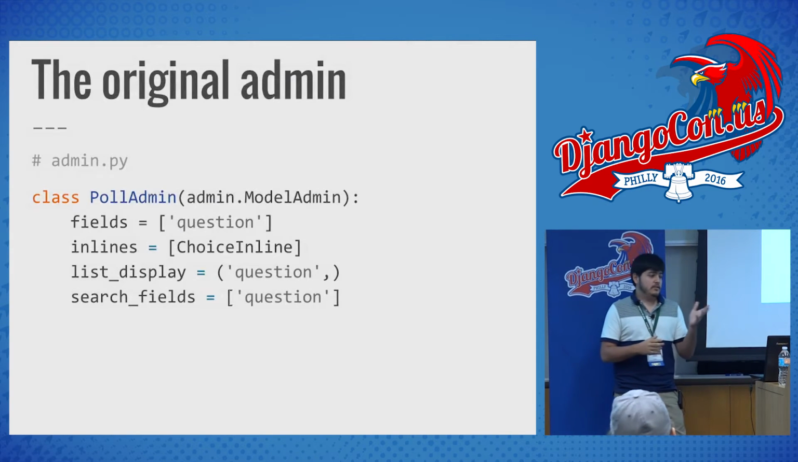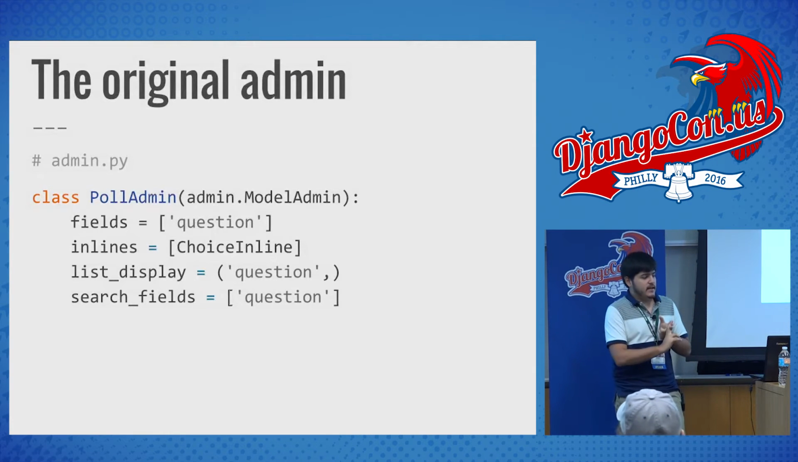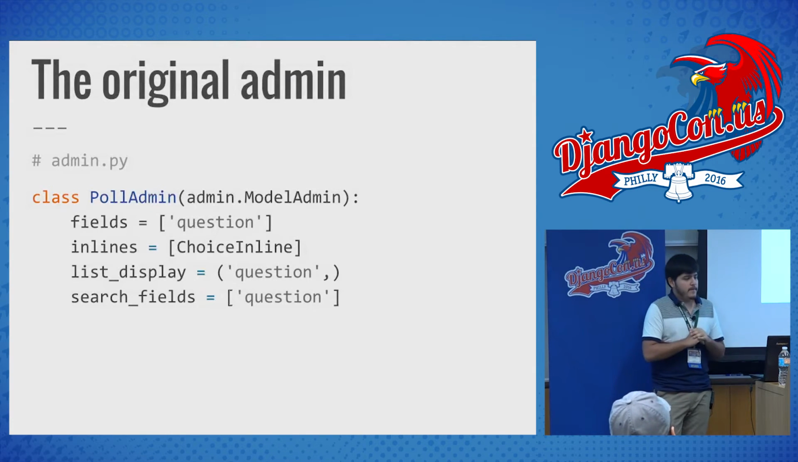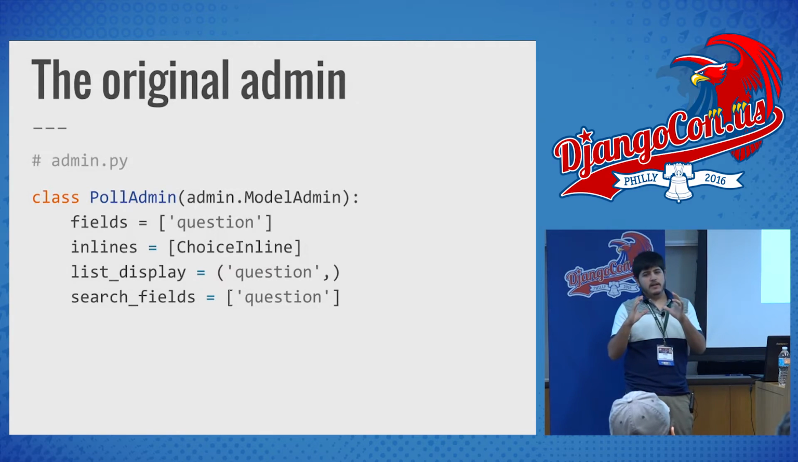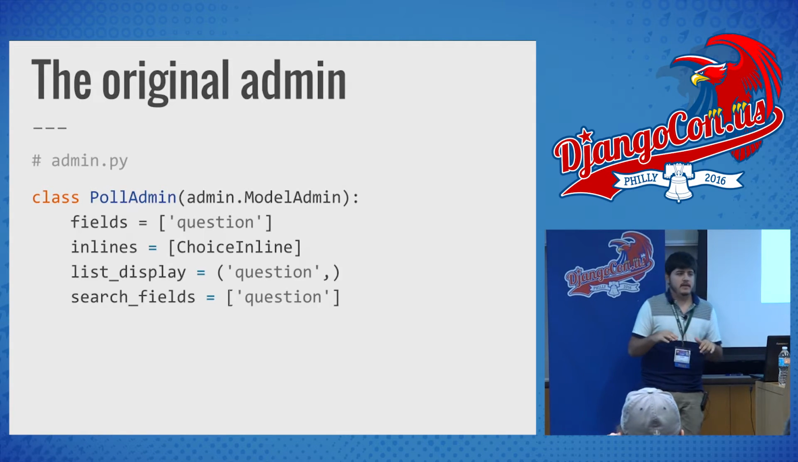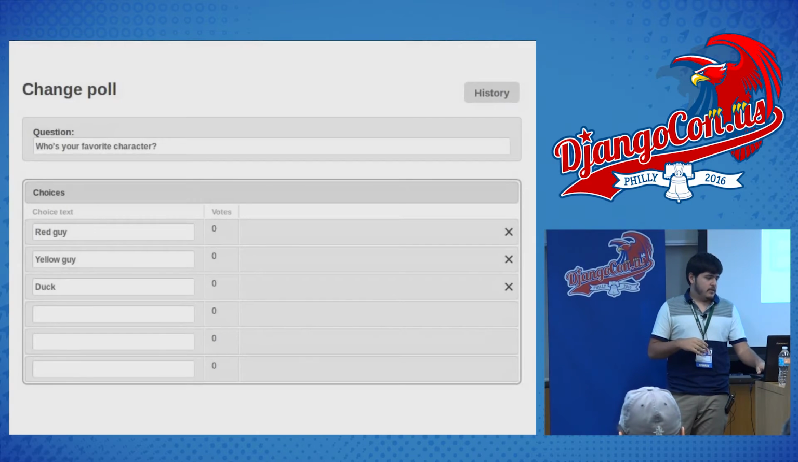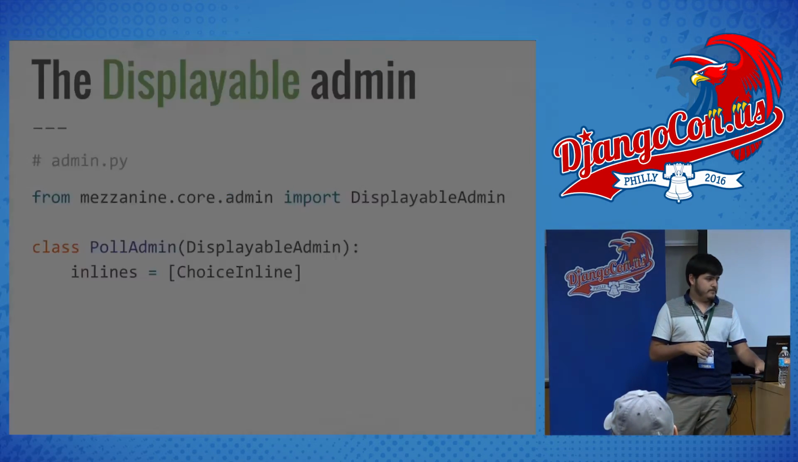And this is the original admin. You can see we have to define our fields. We want to define the inlines to display the choices. We want to define what is going to be displayed in the list view. And we want to define what is going to be searchable from the admin. So this is the original one that came from the polls application. And this is how it looked.